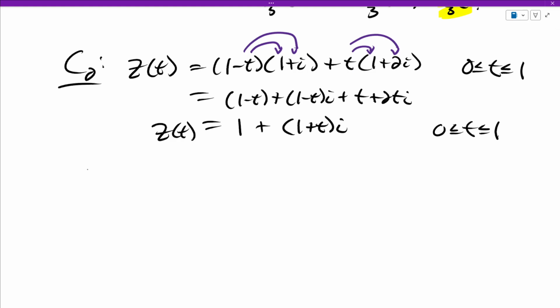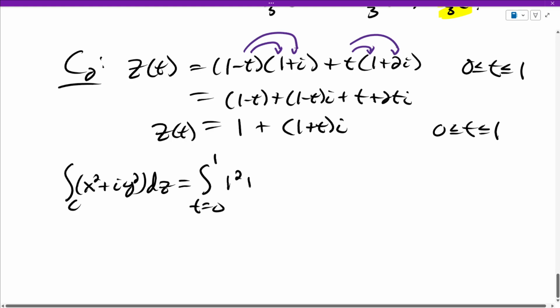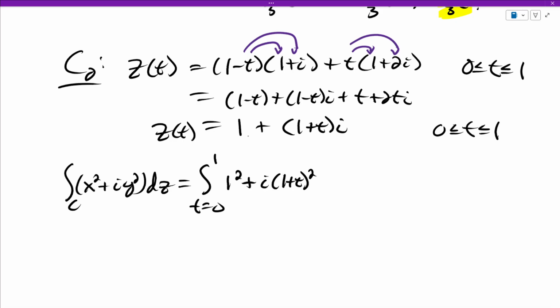All right, let's now compute the integral over C of x squared plus I y squared, I'll get it right this time, dz. And so that's the integral from t equals 0 to 1. Our x coordinate is 1, and then our y coordinate is 1 plus t. And dz, when we differentiate the 1, we're going to get 0. When we differentiate the 1 plus t, we're going to get 1. So our dz here is simple. It's just I dt. Just write it. dz is 0 plus 1 times I dt.